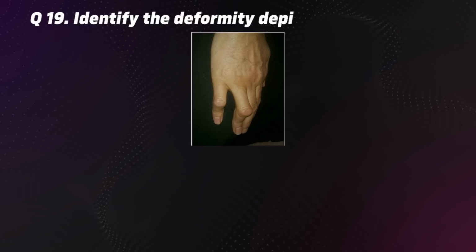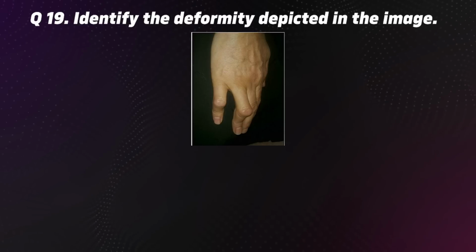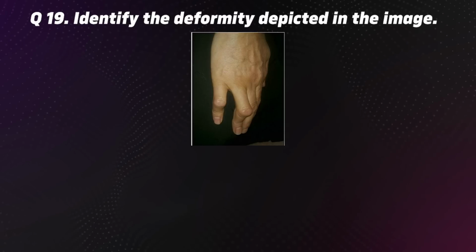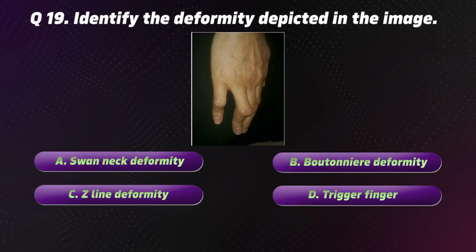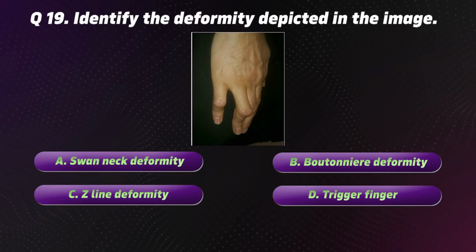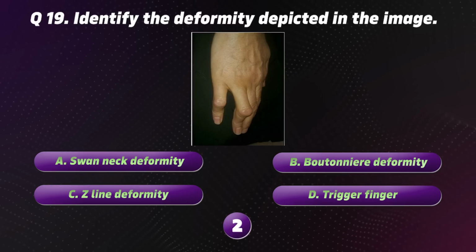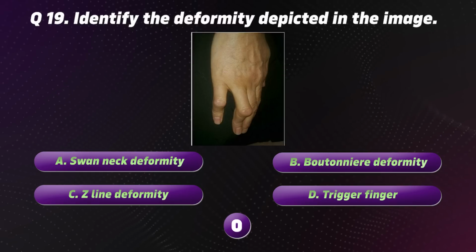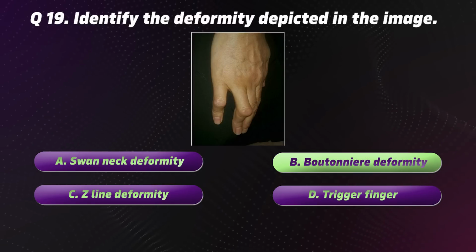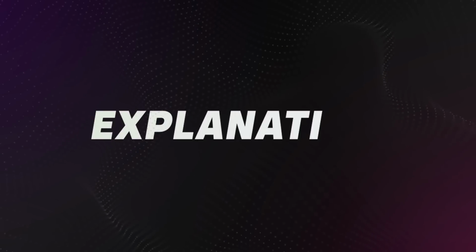Question 19. Identify the deformity depicted in the image. Here are the options. A. Swan neck deformity. B. Boutonniere deformity. C. Z-line deformity. D. Trigger finger. And the correct option is B, Boutonniere deformity. Here is the explanation.